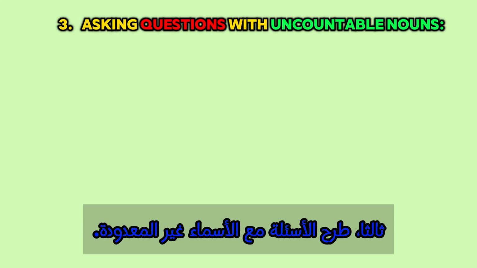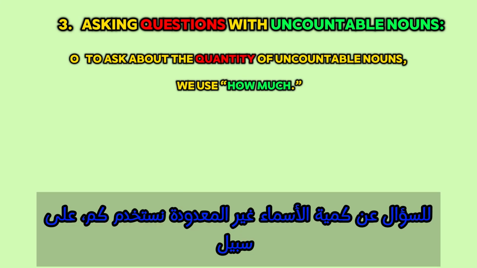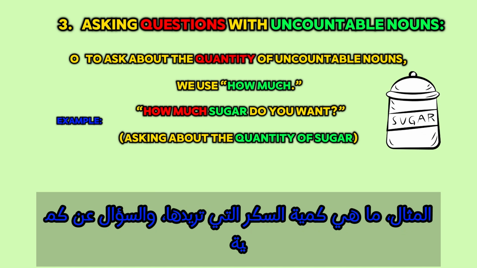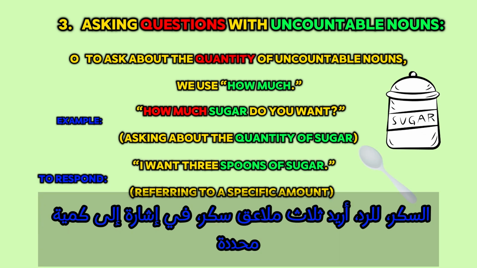3. Asking questions with uncountable nouns. To ask about the quantity of uncountable nouns, we use how much. Example: how much sugar do you want? Asking about the quantity of sugar. To respond, I want 3 spoons of sugar, referring to a specific amount.